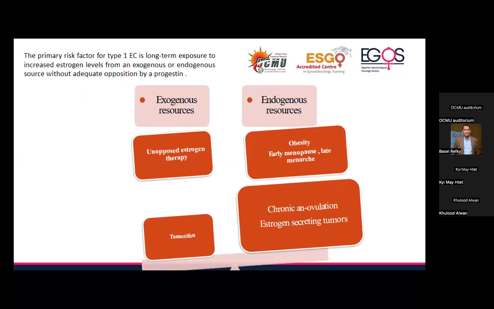And again, this is the historical classification. Marco is going to update this classification at the end of the presentation. Historical classification: estrogen dependent or non-estrogen dependent. Type 1, the most common among endometrial cancer, 80%. Type 2, the less common, 20%.